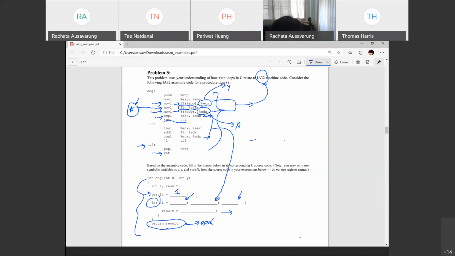So you know that, okay, this is what I need to do. If ECX, which is y, right? If y is less than x, you stay in the loop. Otherwise, you exit the loop. You know that you then add, right? You then add to EDX. What is EDX?